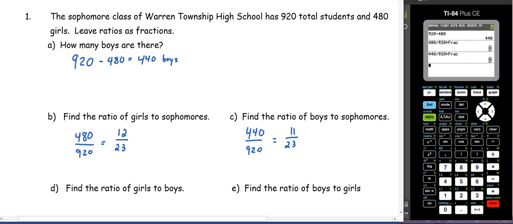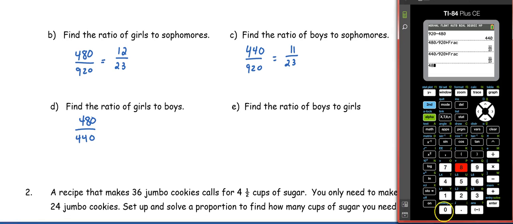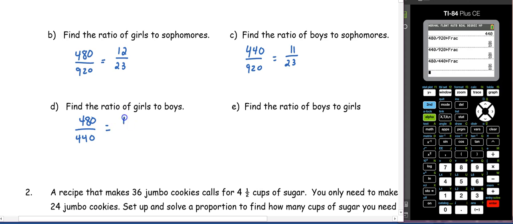Letter D, find the ratio of girls to boys. So we know that there are 480 girls. We're going to put that on top and 440 boys. So in the calculator, math 480 divided by 440, math, enter, enter. So our ratio would be 12 over 11. So the ratio of boys to girls, we're going to have 440 on top of 480. So all we did was we flipped the fraction, which means that our reduced ratio is going to be 11 over 12 because it's the same numbers, just the positions are flipped.